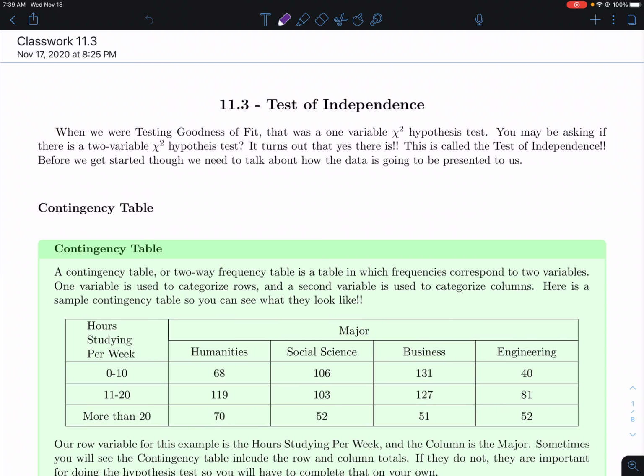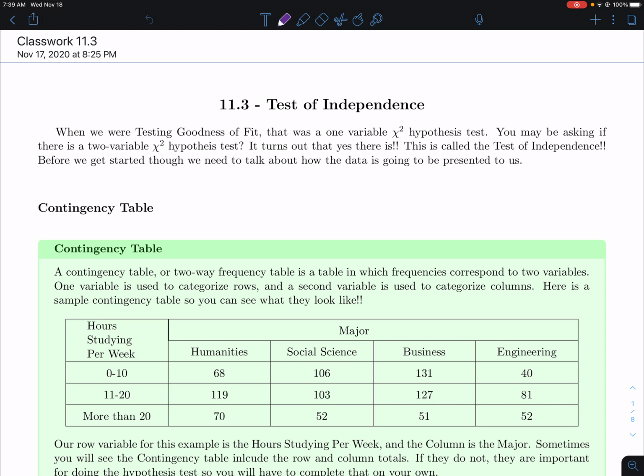Right, so hopefully everybody did a good job with 11.2. So now we want to move on to a two variable chi-squared test. For the one variable, it was a goodness of fit. In this case, what we're going to do is be testing the independence of two different variables.